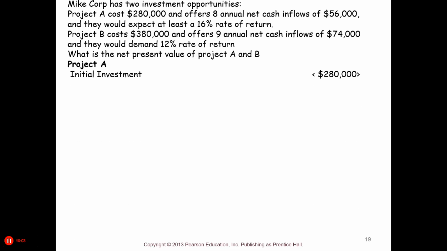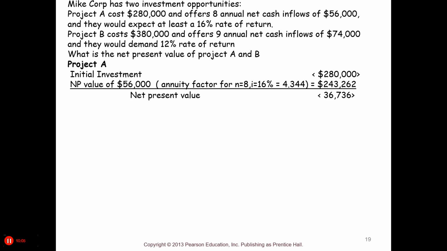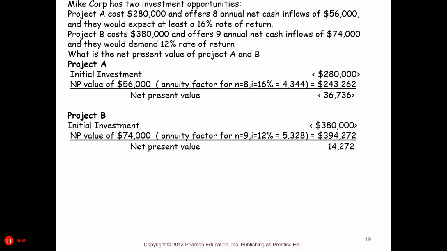So here's our initial investment. Here's the present value based on its annuity. It's for 8 years, 16%. Project B, initial investment, less the annuity factor, 9 years, 12% times the 74. And it has a positive, so Project B looks like we should do it.